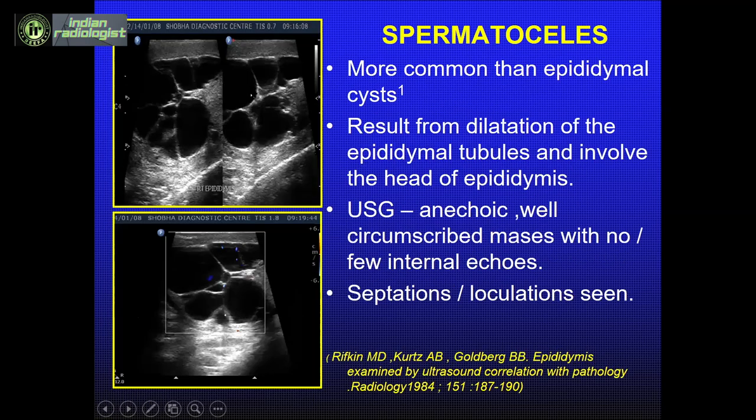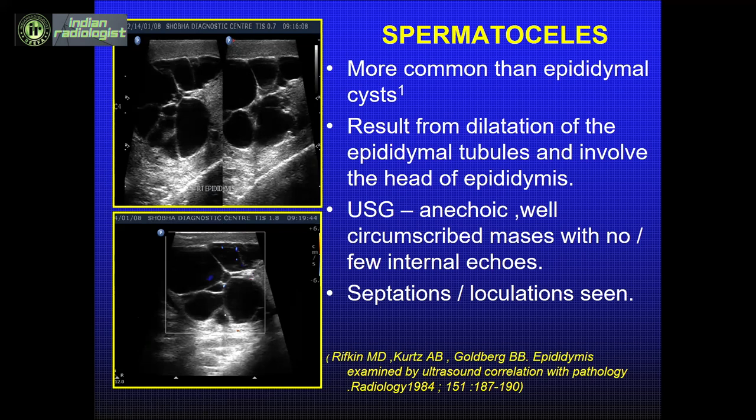Sometimes, in that same area, you see a multilocular appearance, thin walled septae like this. Now, there is a debate whether this is multiple epididymal cysts or a spermatocele. They say that if you see thin walled septae, a multilocular appearance like this, lying at the head of the epididymis, majority of the times this is a spermatocele. But trust me, it's difficult to differentiate one from another.